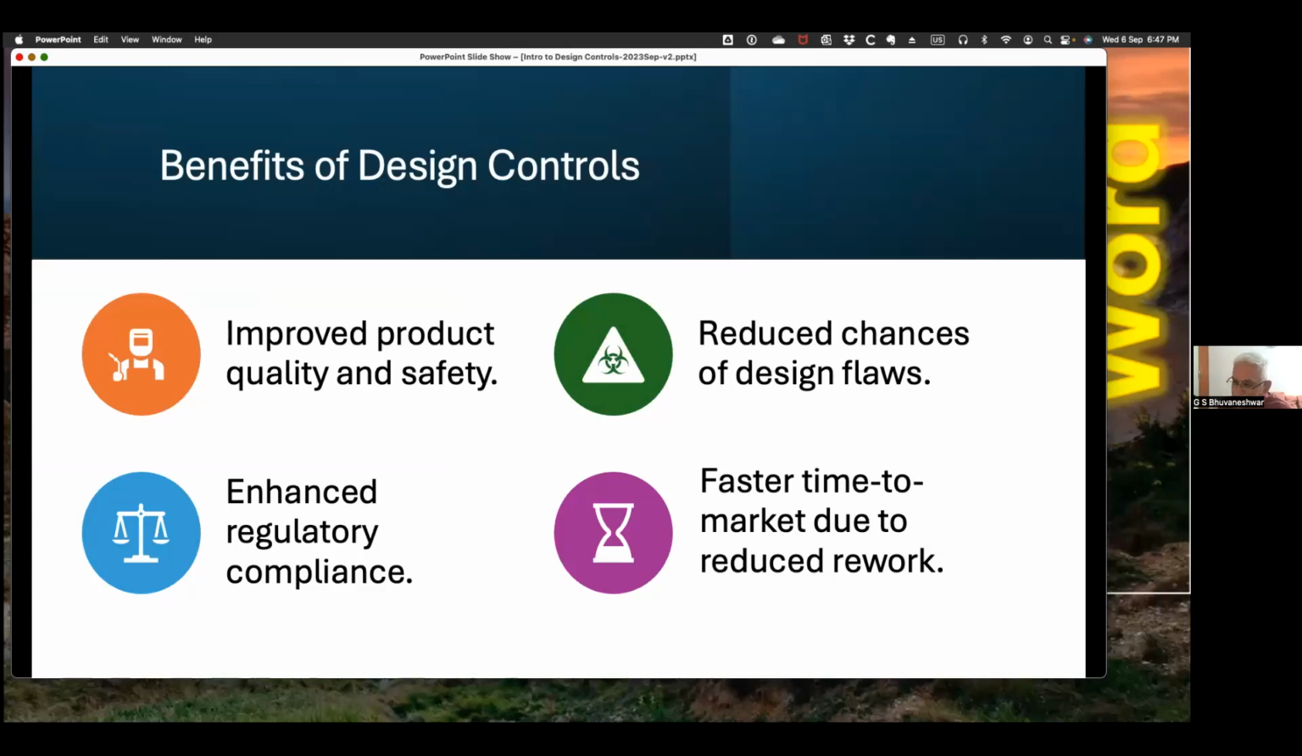Then you have enhanced regulatory compliance. It's internationally now required that you show that design has been controlled. You have to produce documentation for that. And by reducing the failures, by doing risk management, you also reduce the time to market. So it also helps in reducing failures and time to market.